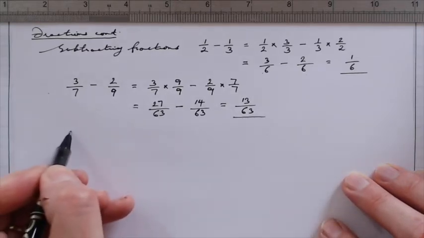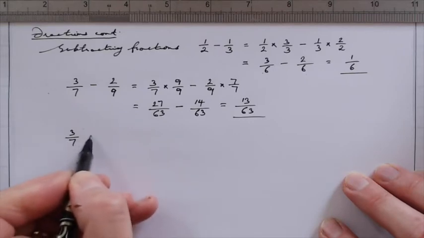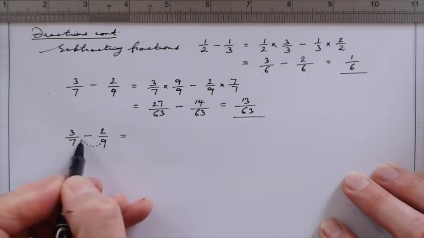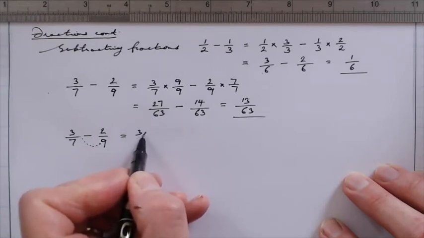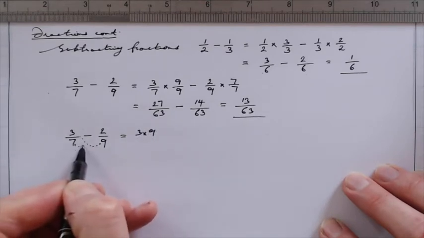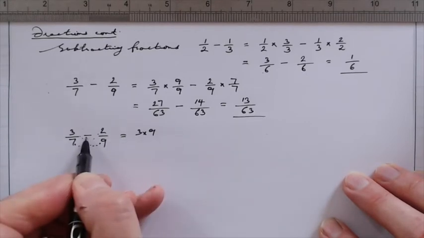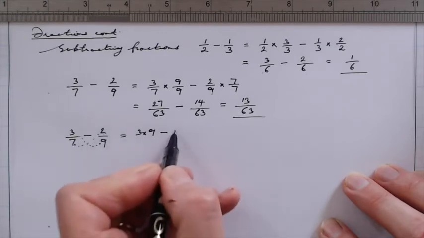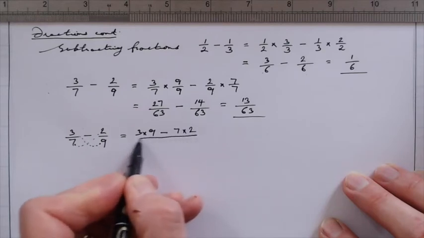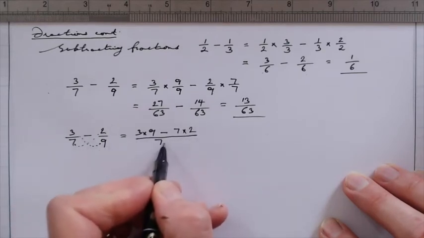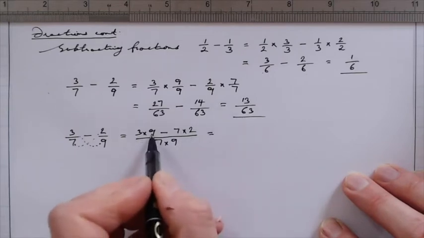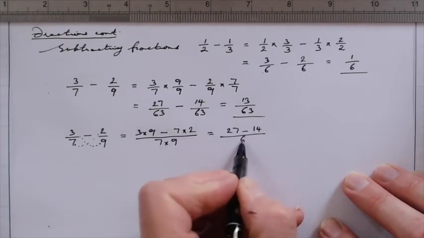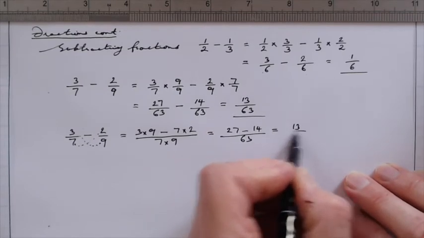Let's just redo that one using the cross multiplication method. So 3/7 minus 2/9. By cross multiplication, I'm going to take this number upstairs and multiply it. So I have 3 times 9. I'm going to take this number upstairs. Notice I'm going to put the right sign here, so it's minus because we're doing a taking away sum. Bringing the 7 upstairs here and multiplying it by the 2, all over the product of the denominators, so 7 times 9. And I have 27, take away 14, all over 63, which is 13 over 63.